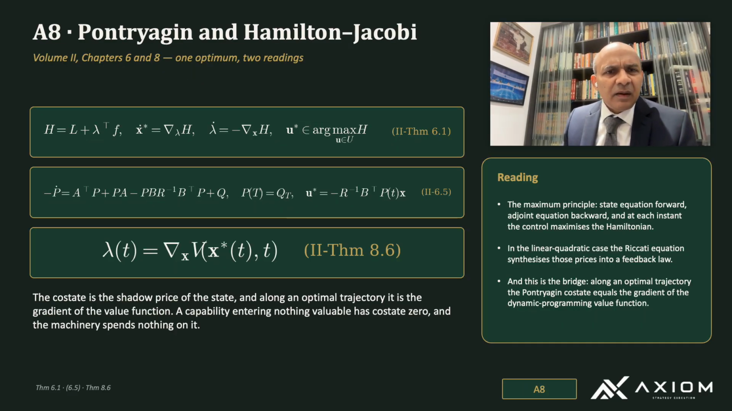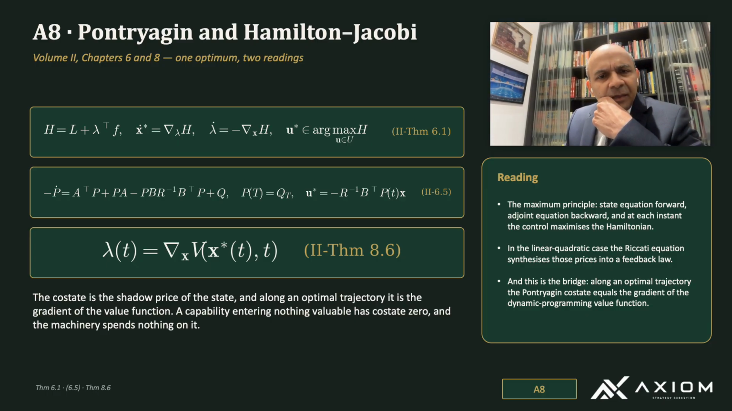So now I want to talk about Pontryagin and Hamilton-Jacobi as a single optimum. So theorem 6.1, the maximum principle: state equation forward, adjoint equation backward, and at each instant the control maximizes the Hamiltonian. The costate is the shadow price of the state, the marginal value of one more unit of human capital, as an example. In the linear quadratic case, the Riccati equation synthesizes those prices into a feedback law. The costate stops being a schedule along one trajectory and becomes a field defined at every state.